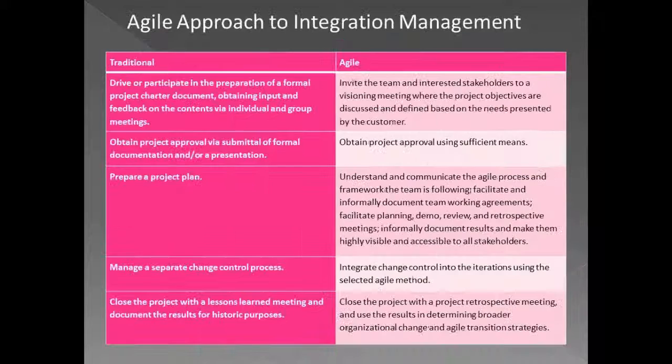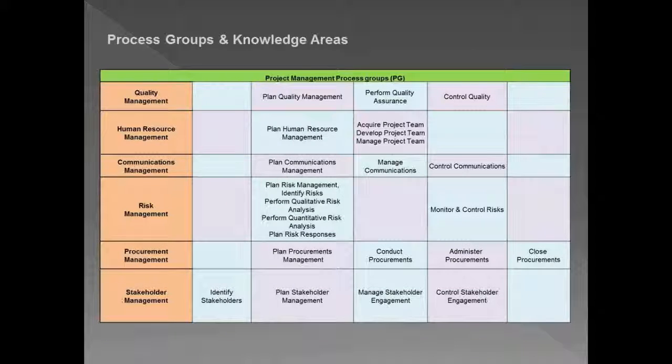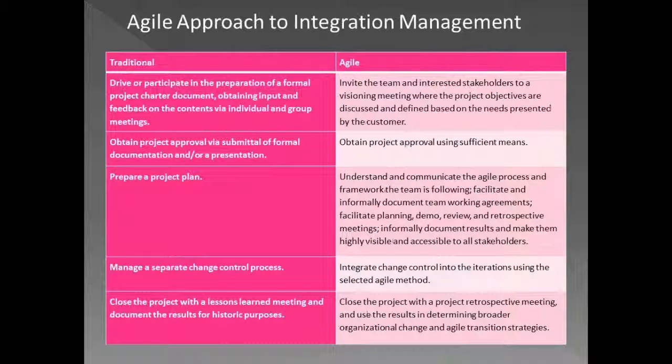Moving on, we have what are called knowledge areas in PMBOK. So we have integration management, and then we have scope management, time management, cost management, and the quality, human resource, communication, risk management, and procurement management. And then we have stakeholder management, which is quite closely related to your communication management. So we will now see how this would map from an agile perspective.